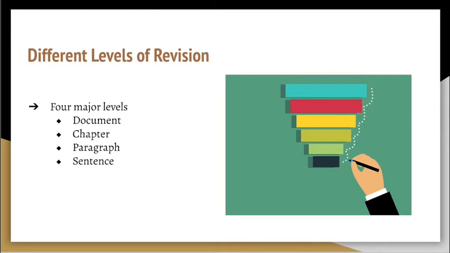When we think about revision, there are 4 major levels to consider, including document-level revision, chapter-level revision, paragraph-level revision, and sentence-level revision. Each of these levels flow into one another, starting from the largest or broadest level, the document level, trickling down to the smallest level with the sentence-level revision. Throughout the rest of this video, we will discuss what to consider for each of these levels.